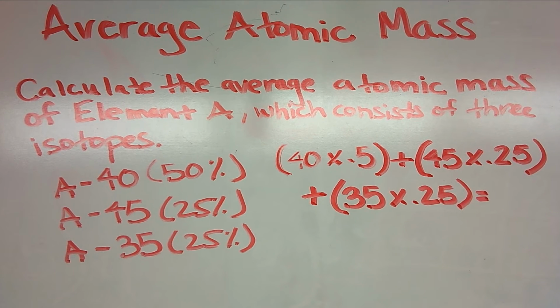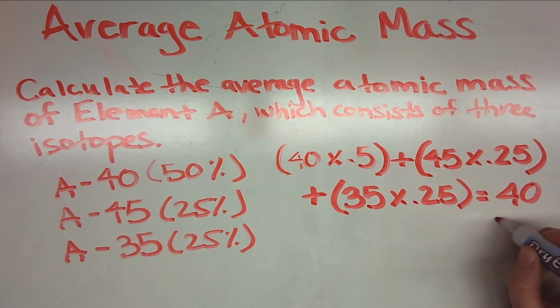Now I'm going to plug all these into my calculator and solve. And when I do, the average atomic mass is 40 AMU.